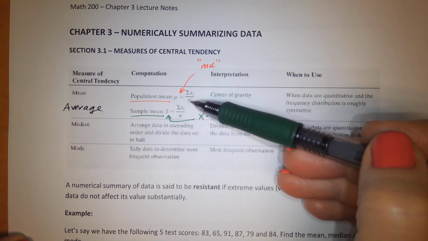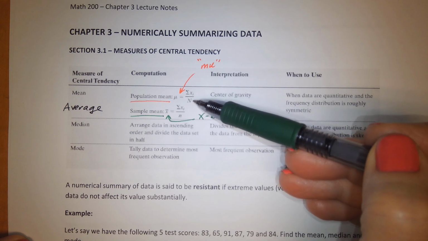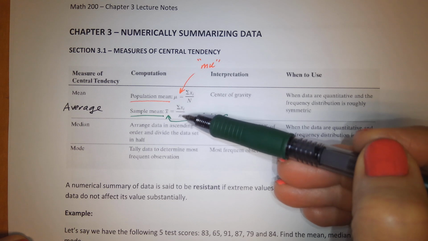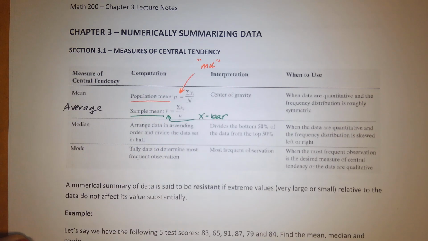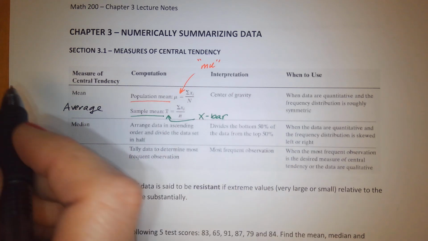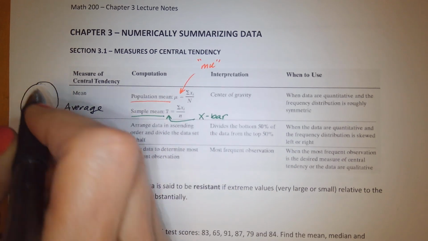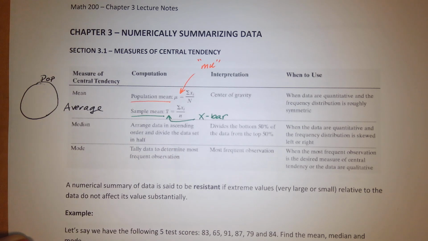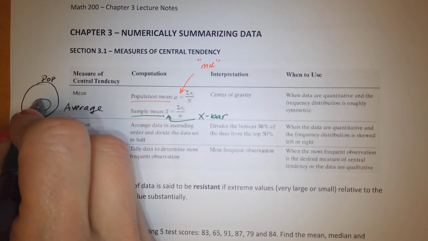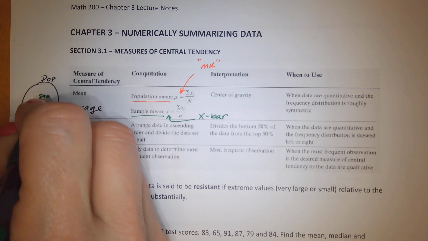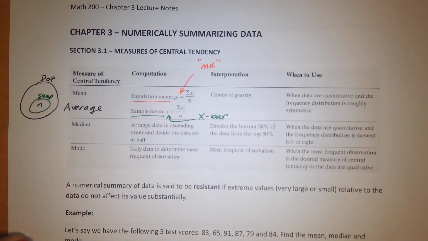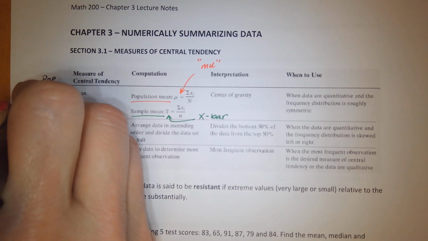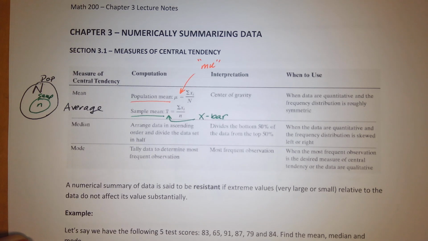Also notice that capital N is used for the number in the population, but lowercase n is used for the number that's in your sample. So if we were looking at a Venn diagram, for example, this would be my population. A smaller sample inside that population would look like this. So we would have n number of items in the sample, but we would have N number of items total in the population.